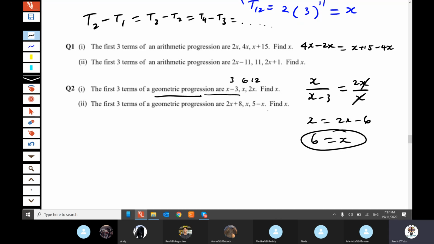Any questions? I get a few blank faces. You sure? Everyone's okay? Rosemary? What did you do the second time? The question 2I? It says it's a GP, so I divided. Why did I divide? What's the definition of a GP? T2 divided by T1. It's a ratio one. Oh, okay. You sure?